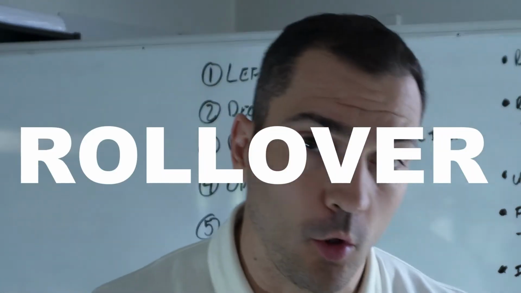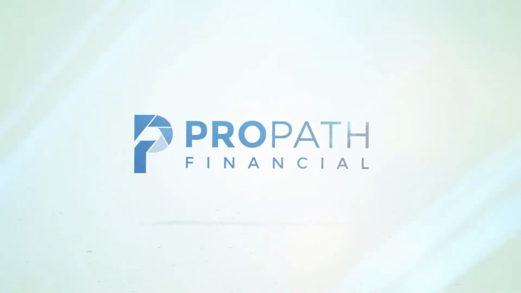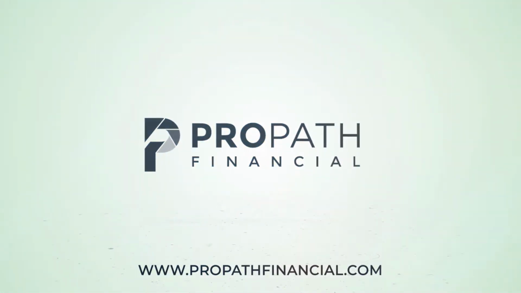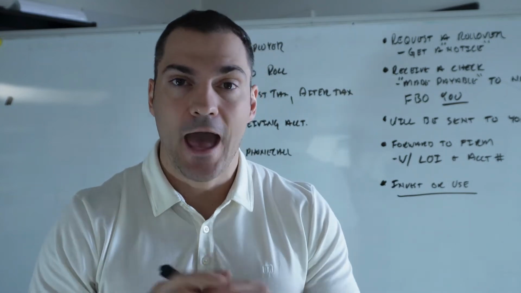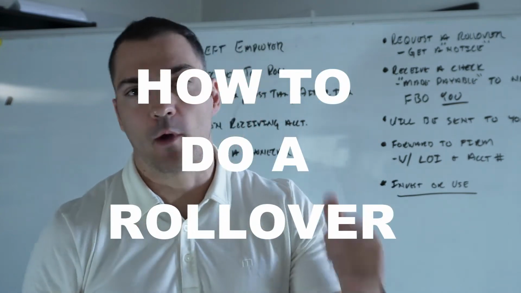We're going to talk about rollovers, how to do a rollover. Let's assume you've already left your employer and you've decided that you want to roll your money out into your own IRA. I'm going to tell you how to do it. I'm going to keep it simple. We're writing it up on the board.